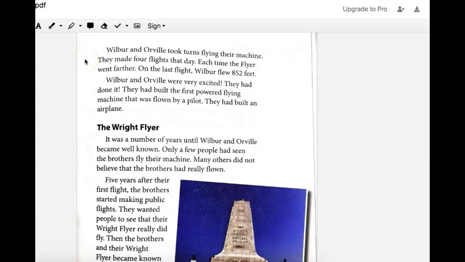Wilbur and Orville took turns flying their machine. They made 4 flights that day. Each time the flyer went farther. On the last flight, Wilbur flew 852 feet. Wilbur and Orville were very excited. They had done it. They had built the first powered flying machine that had flown by a pilot. They had built an airplane.